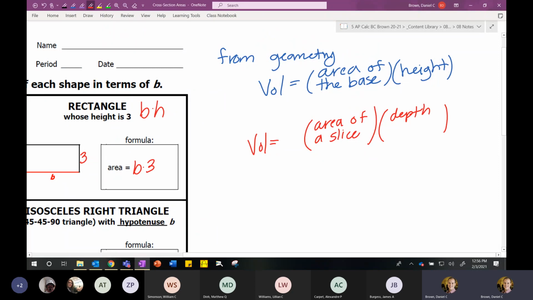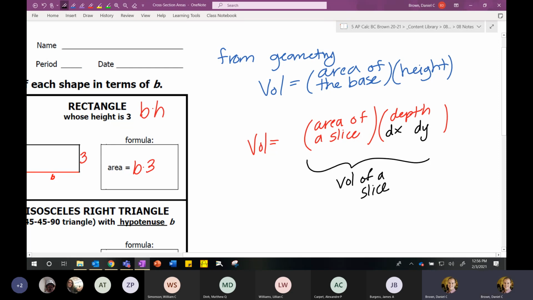To convert this into some calculus stuff, when I say depth, that can be one of two things. If I have a slice that's going up and down, that's going to be a really tiny change in the x value. Or if I have a slice going left to right, it could be a really tiny change in the y variable. So what this would represent is the volume of one slice.